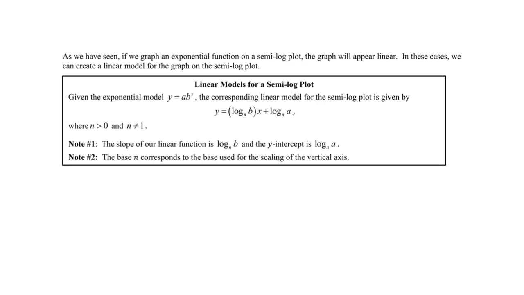Okay, as we've seen, if we have an exponential function and then we do a semi-log plot, it will appear to be linear. In these cases, we can create a linear model for the graph on the semi-log plot. If we have the original data, we could do an exponential regression. But what if I wanted that linear model? Remember, I'm going to do it down here. y equals a b to the x. We want to take the log of our y answers, and the right-hand side is the answer. So really, I want to do this: log of a b to the x.